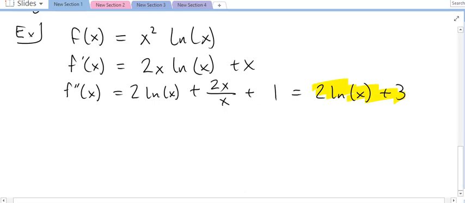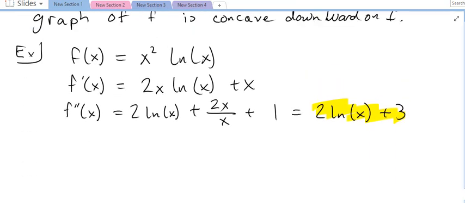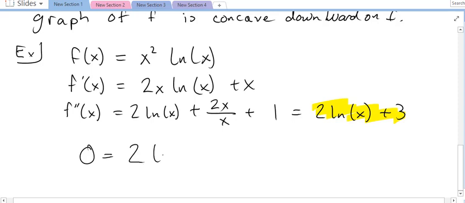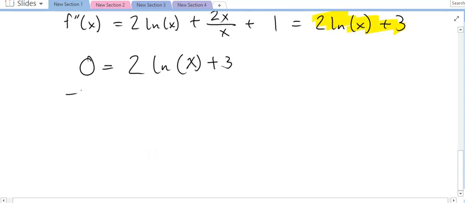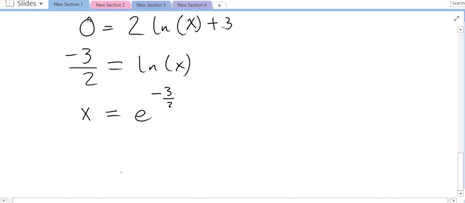I'm going to make a number line once I find these values where this equals 0, because if we look here, we differentiate between greater than 0 and less than 0. So I want to know when it is actually equal to 0. If we set this equal to 0 and solve for x, we get negative 3 over 2 equals ln of x. And that means that x is equal to e to the negative 3/2. So this would be the place where we would expect to change concavity, if at all.